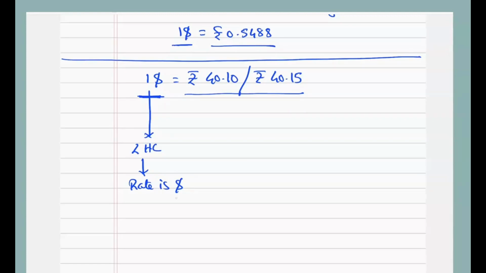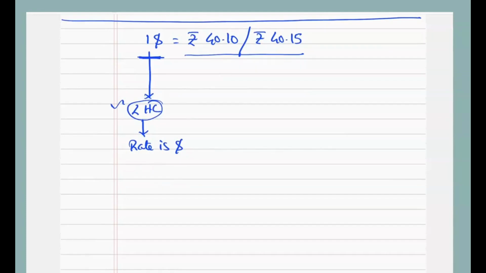Now you have to interpret from the point of view of the bank, right? So from the point of view of the bank, you have to interpret. In this case, the bank will buy the left hand currency at rupees 40.10, right? And the bank will be selling the dollar at 40.15, right? So we have to interpret that the bank is buying the left hand currency at 40.10 and the bank will be selling the dollar at 40.15. Suppose we take a very simple example.